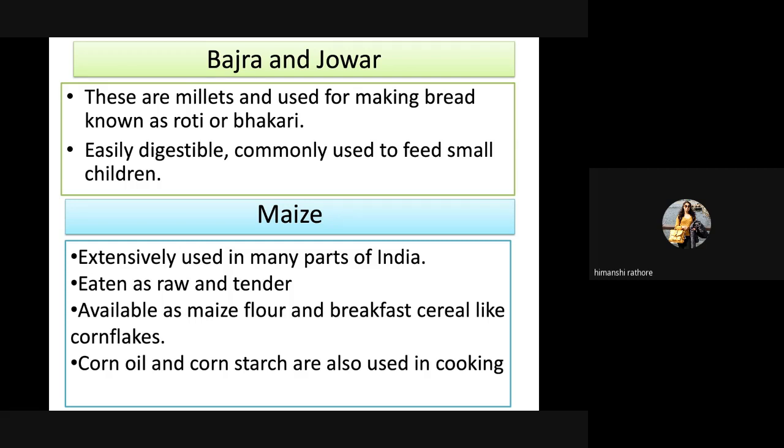And breakfast cereal like cornflakes is also available nowadays, and children have cornflakes with milk. So it is a breakfast cereal. Maize is used in our kitchen, but not as much as wheat and rice. Corn oil and cornstarch are also prepared out of maize, and they are also used in cooking.